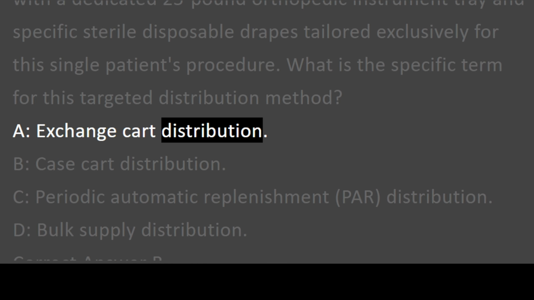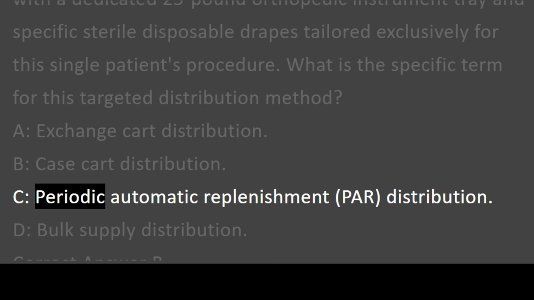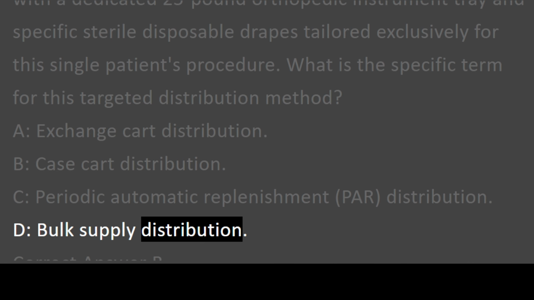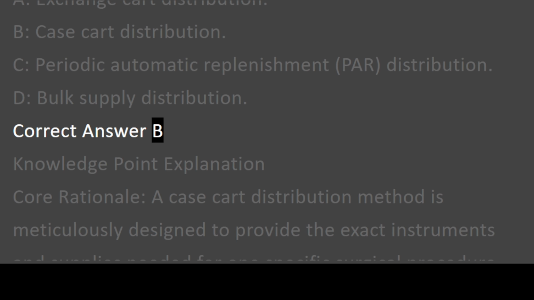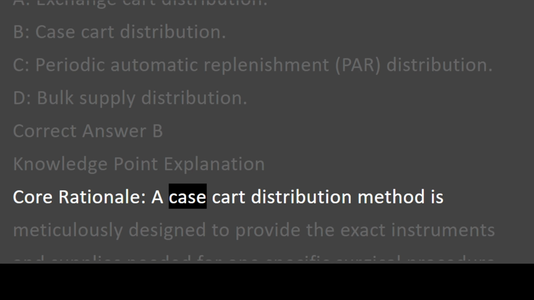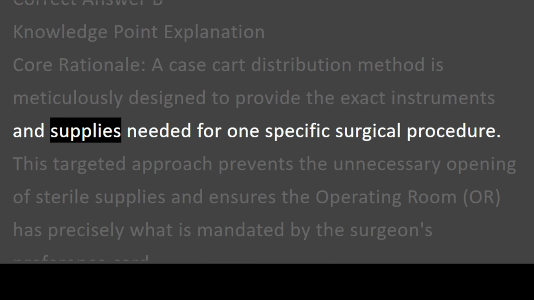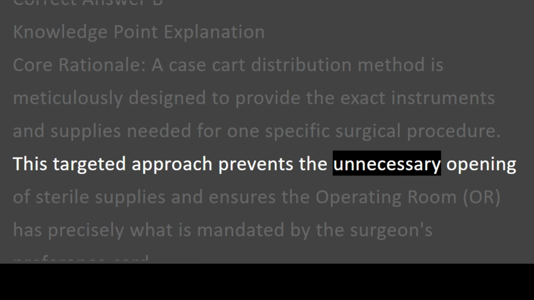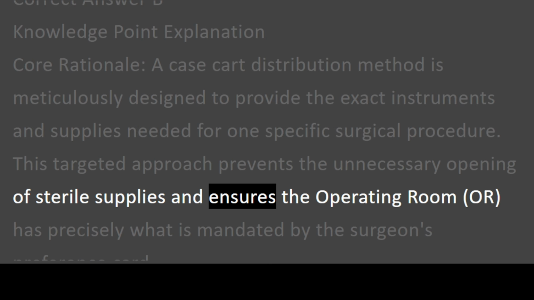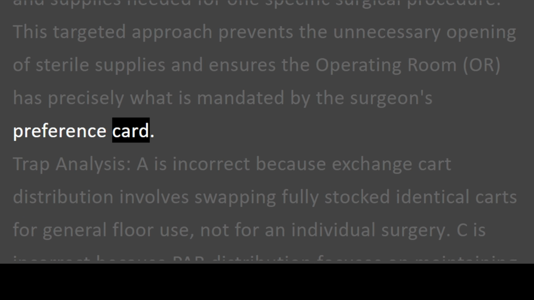A. Exchange cart distribution. B. Case cart distribution. C. Periodic automatic replenishment, PAR, distribution. D. Bulk supply distribution. Correct answer B. Knowledge point explanation. Core rationale. A case cart distribution method is meticulously designed to provide the exact instruments and supplies needed for one specific surgical procedure. This targeted approach prevents the unnecessary opening of sterile supplies and ensures the operating room, or, has precisely what is mandated by the surgeon's preference card.